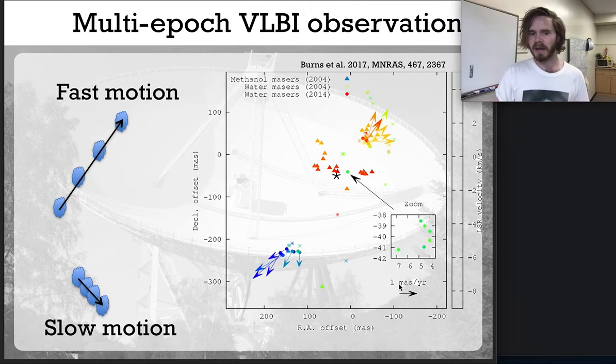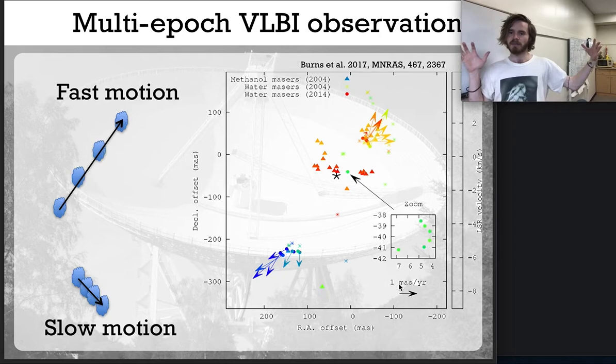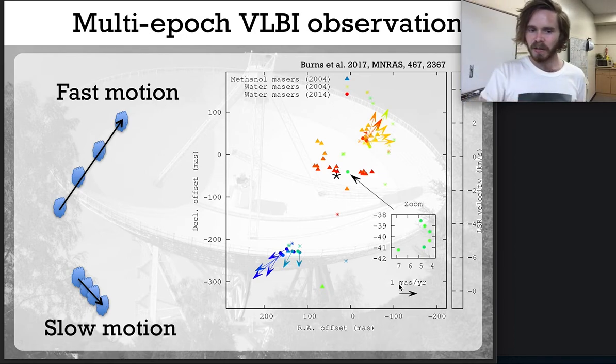So because masers are very small, they're like milliarcsecond size. If they move by a milliarcsecond, you can see that. Whereas if you have a cloud that's one degree in size and it moves by a milliarcsecond, you're not going to see that, right? You're not going to be able to detect that motion. So because masers are small, we can look at these proper motions.